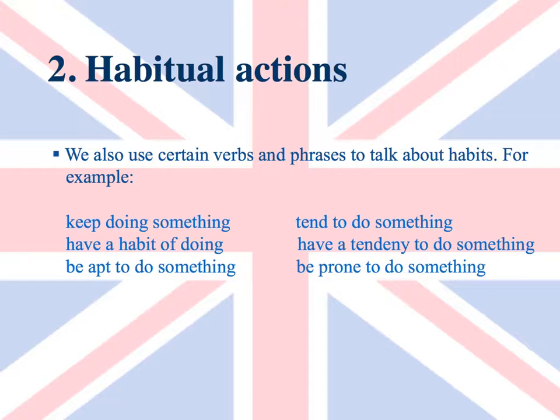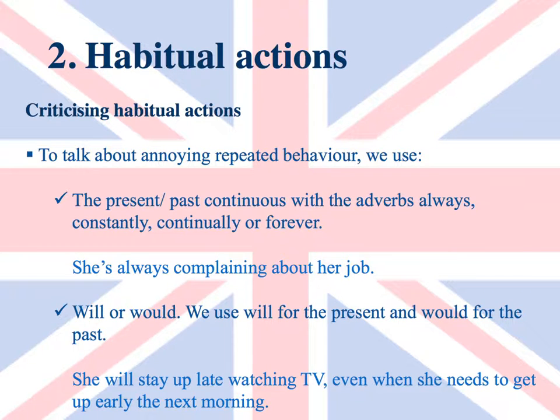We also use certain verbs and phrases to talk about habits. For example, keep doing something, have a habit of doing, be apt to do something, tend to do something, have a tendency to do something, or be prone to do something. Another part of habitual action is criticizing habitual actions. To talk about annoying repeated behavior, we use the present or past continuous with the adverb always, constantly, continually, or forever. She's always complaining about her job.